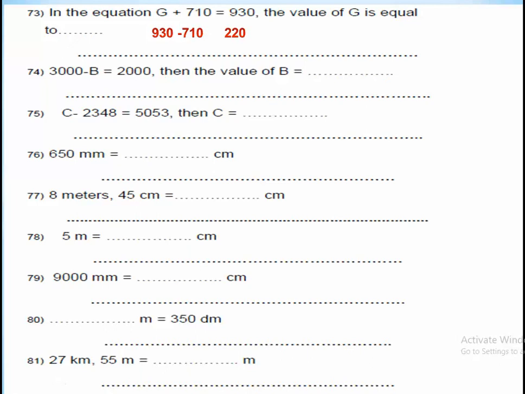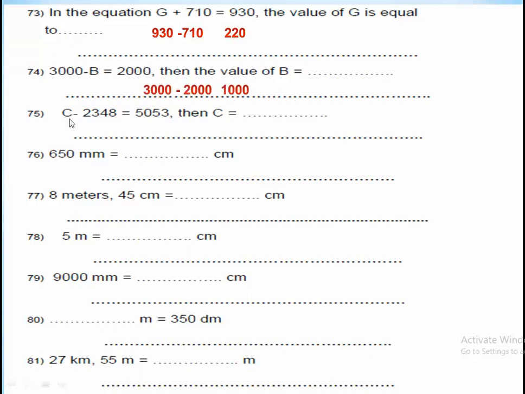In subtraction, the next one, in subtraction, this is whole and this is part and this is part. To get the part, subtract whole minus part. It will be 3000 minus 2000 equals 1000.